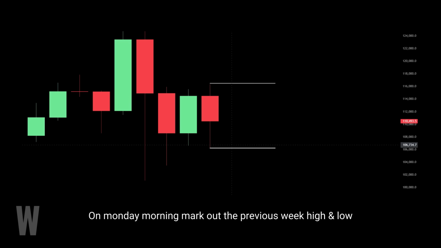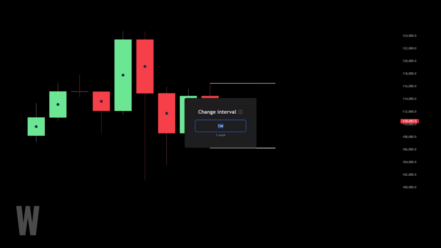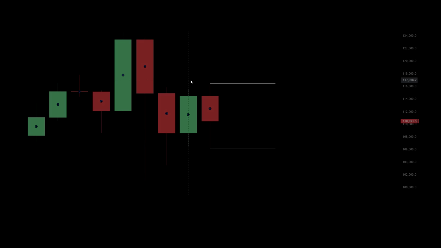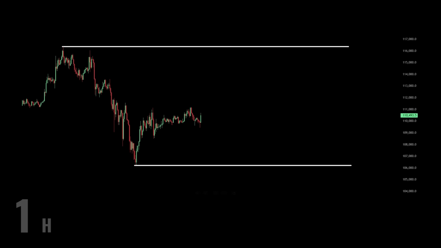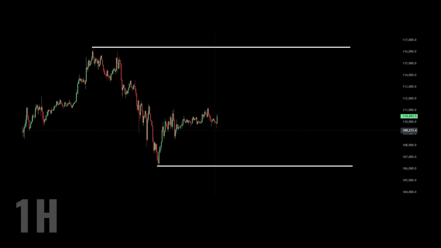Once you've marked out the highs and lows of the candle, you can drop down to a lower time frame. I like to go to either a 4 hour or a 1 hour. Here we are on the 1 hour chart, and this is the weekly high and this is the weekly low. This is the first candle of the new week, and the market has just started the new week.